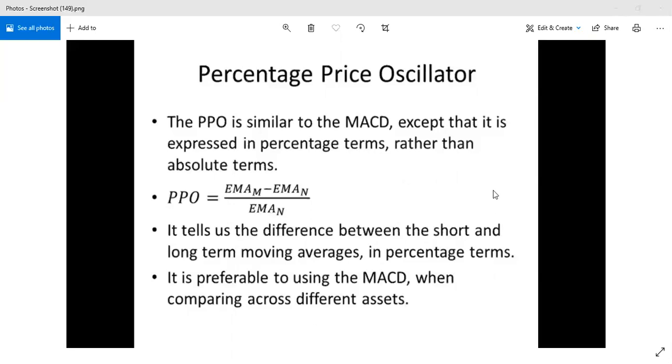In the last week, we saw the MACD. PPO is also the same as the MACD. Only in the PPO, the percentage price oscillator, we use the calculation only in percentage to compare one asset with the other. Like you all know, Nifty is near about 11,000 and Bank Nifty is about 20,000.